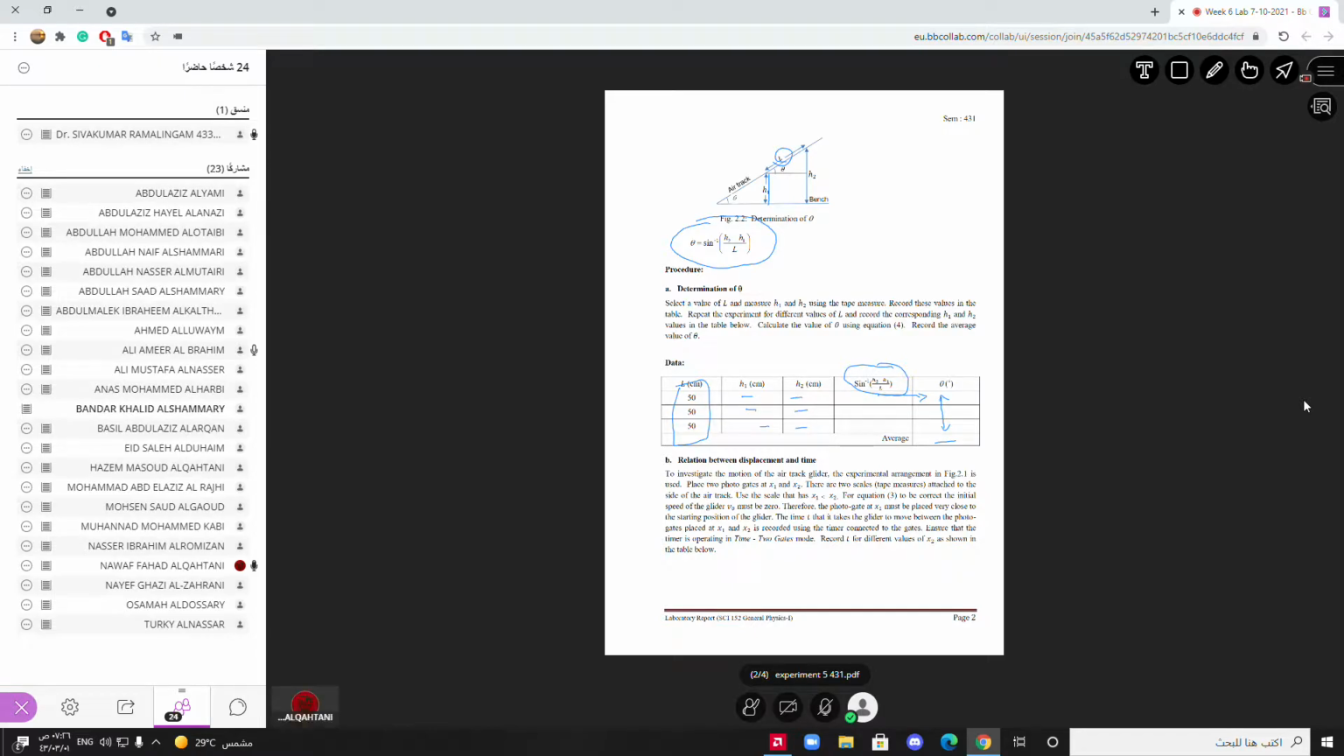Doctor, how can we calculate the h1 and h2? Using the tape measure, I will show you the video. Okay. Theta, see the formula. I have given the formula. Use the formula to find theta. The same value, Doctor, in the third column. Yes, I will put it in the theta. Yes.